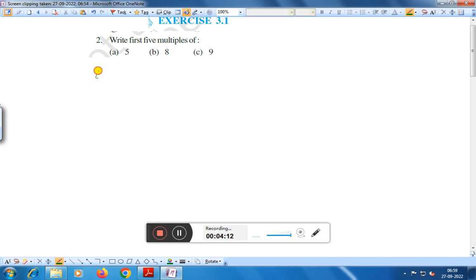Therefore, the first 5 multiples of 9 are, 1 into 9 is equal to 9. 2 into 9 is 18.